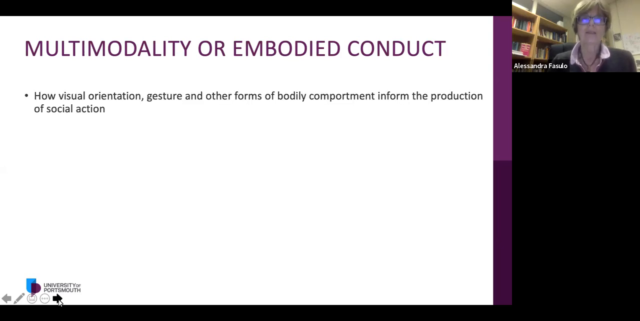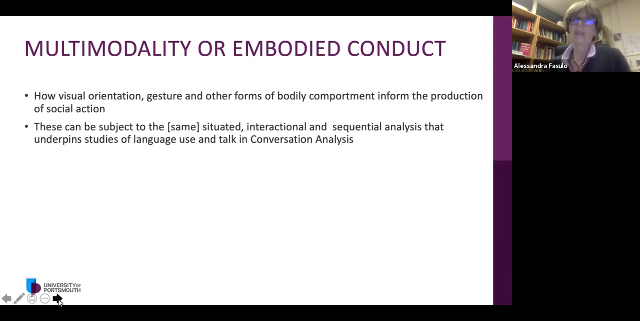So a bit of vocabulary here. First of all, what is a general definition that we can use? This is offered in the chapter: how visual orientation, gesture, and other forms of bodily comportment inform the production of social action. That's what we are dealing with. And it's important to understand that these forms of comportment can be subject to the same situated interactional and sequential analysis that underpins studies of language use and talk in conversation analysis. So we can use our knowledge that we have developed already, the same principles and gaze, to study these problems.